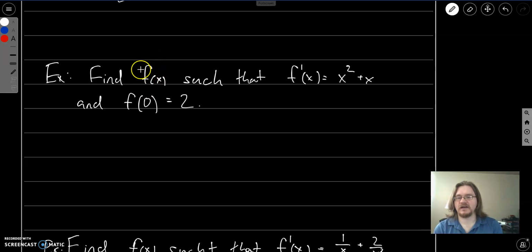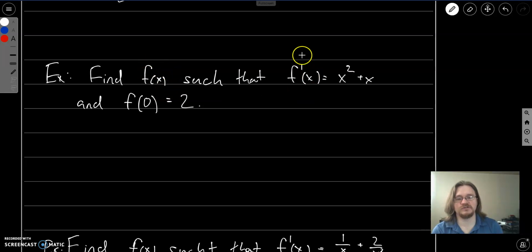So here we'll do two final questions in this section. Here I want to find a function. I want to find an f of x whose derivative is x squared plus x, and if I plug in a 0, I get 2. So let's think about this.